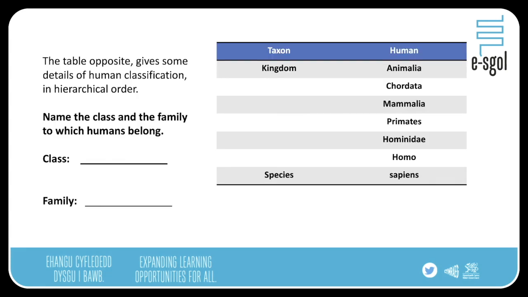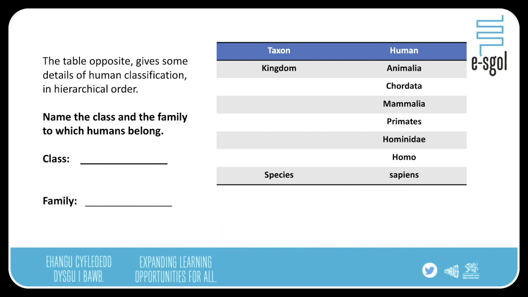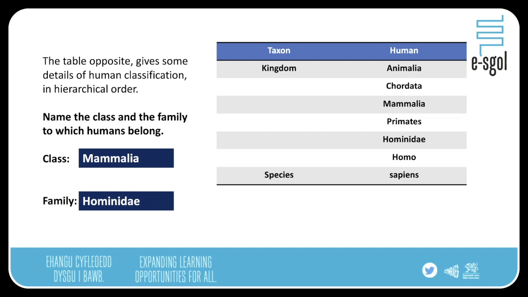Our next question asks us to name the class and family to which humans belong. Pause the film here and write down your answer. The class is Mammalia, and the family is Hominidae.